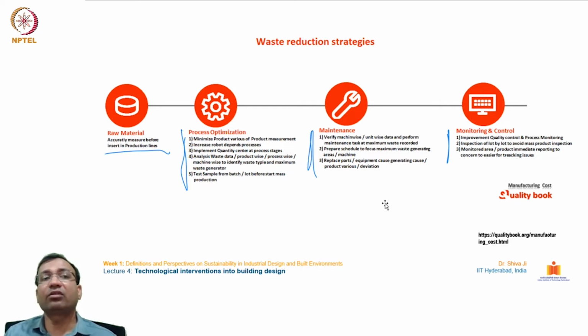Finally, on the monitoring and control part: improvement of quality control and process monitoring, inspection lot by lot to avoid mass product inspection, and third, monitoring the area or product with immediate reporting to the concerned people, to make it easier to track the issues. So on this monitoring and control part also, there is a lot that can be done, and this is the final stage where more quality control and quality checks can be brought in to minimize the return to the factory of faulty and defective products, resulting in saving a lot of resources, material, time and energy.